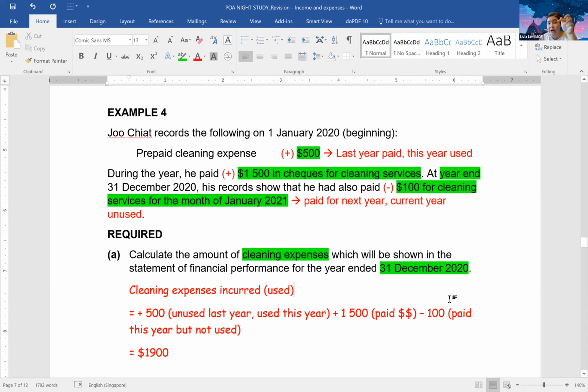But this $100 at the year end is actually for 2021. It's for January 2021. 2021 hasn't happened yet, no? Today is only 31st December 2020. 2021 is in the future, and you haven't used it yet. Since you haven't used it yet in the current year, you need to minus it away. So your correct answer is $1,900.